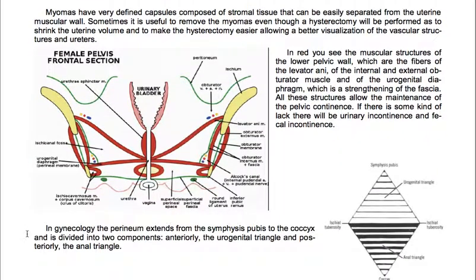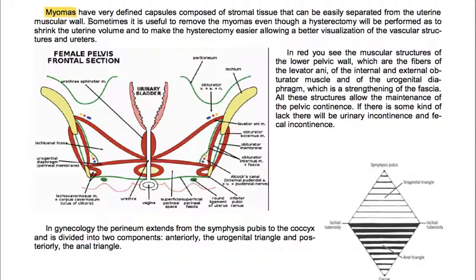Myomas have a very defined capsule composed of stromal tissue that can be easily separated from the uterine muscular wall. So we have stromal tissue and uterine muscular wall.